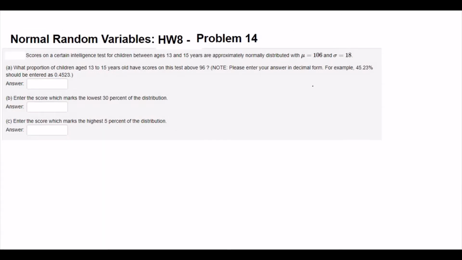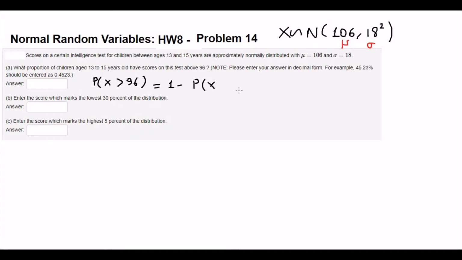Problem number 14. Scores on a certain intelligence test for children between ages 13 and 15 years are approximately normally distributed with mu 106 and sigma 18. Our random variable x is normally distributed with mu 106 and sigma 18 squared. What proportion of children aged 13 to 15 years old have scores on this test above 96? That means the probability that x is greater than 96, which is 1 minus the probability that x is less than 96.